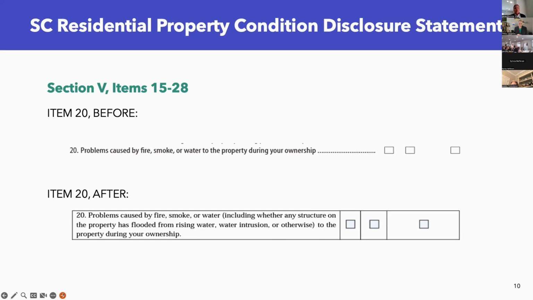And now the disclosure says problems caused by fire, smoke, or water, including any structure from rising water, water intrusion, or otherwise. The spot on the ceiling is now in play, right? And we have to describe it. We could have argued that 20 didn't ask about it before. I don't think we can do that now.